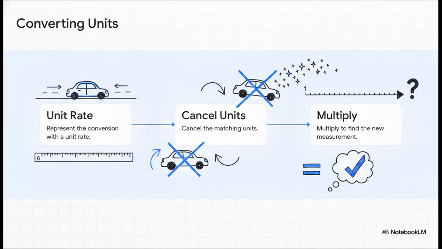We can solve this real-world mystery by representing the conversion with a unit rate. We all know there are 12 inches in 1 foot, so we just multiply our 14 feet by the unit rate of 12 inches over 1 foot. By canceling out the matching feet units on the top and the bottom, we simply multiply 14 by 12 to discover our car traveled 168 inches. It feels like mathematical magic, but actually, it's just pure logic.